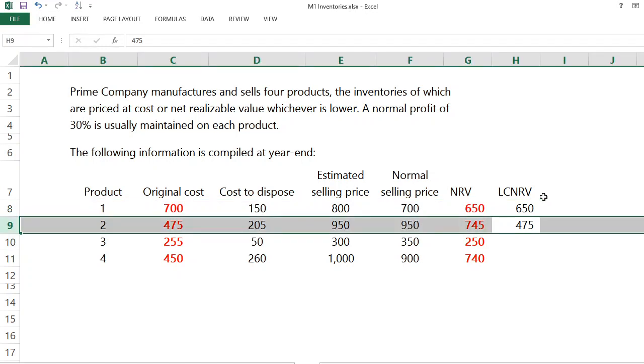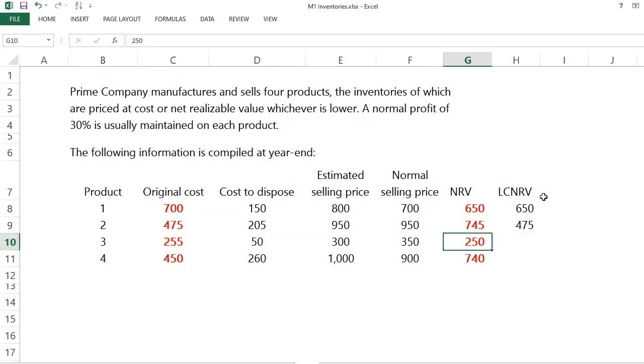Ito naman, halos 300 pa. Sorry, nagbali-bali na ang numbers. So, malaki ang write down. Ay, wala palang write down. Mark up pala ito. 255 versus 250, whichever is lower. And then we have 450 versus 740. Then, of course, we have 450. Ayan. 650, 475, 250, 450.